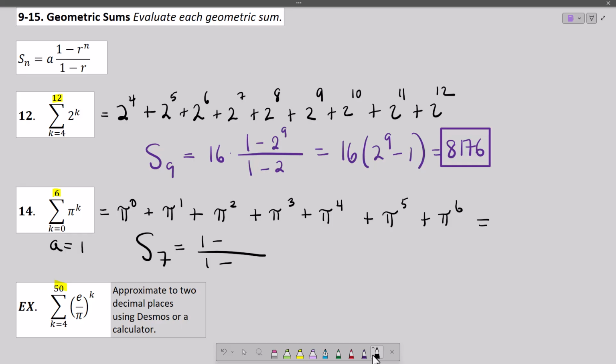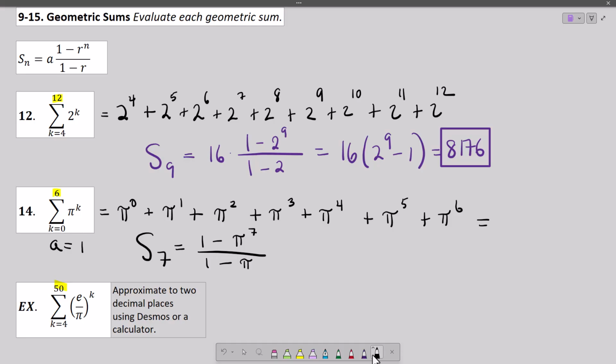what is the R value? Pi. That's the common multiplier. So we're going to multiply by pi repeatedly, so that's our common multiplier. So 1 minus pi in the bottom, and in the top, 1 minus pi, but there's an exponent on the pi, and that exponent is 7. So there is the sum of the series.